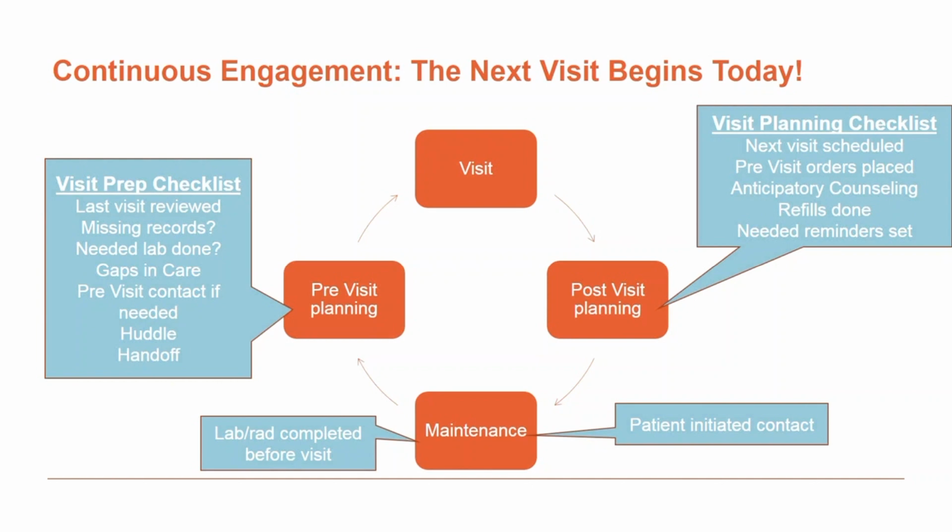Patient initiates contact. You have lab results coming in before the visit, I usually recommend a week before. You're working your lists of gaps in care. You're continually reviewing that population health view of your patient and your patient population, and that fills the maintenance between visits. So it's a continuous, proactive type of relationship engagement. There are kind of 10 steps to think that through.